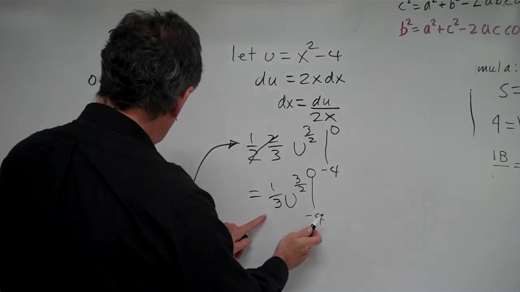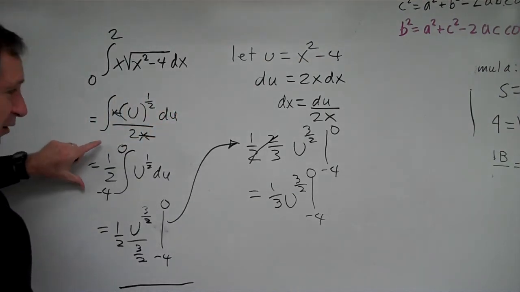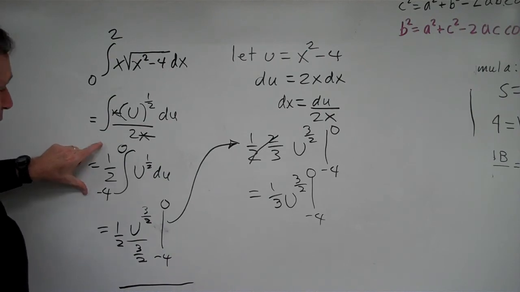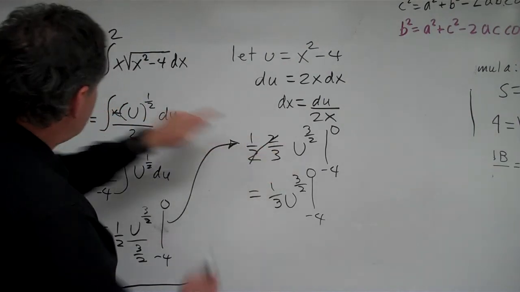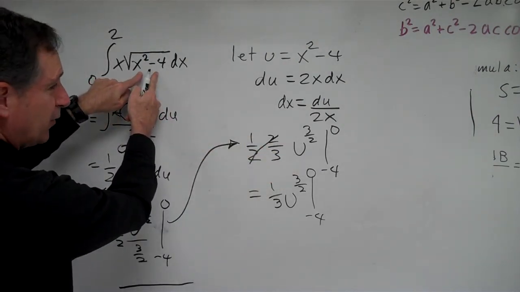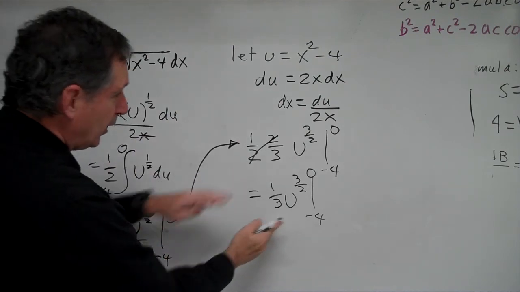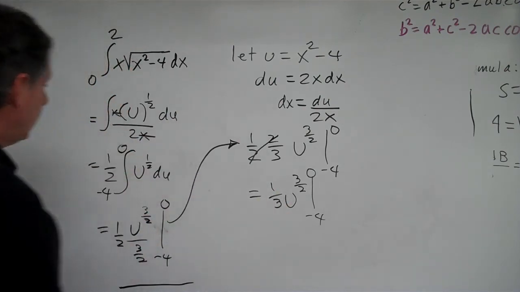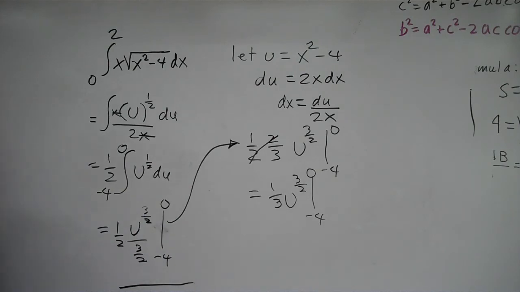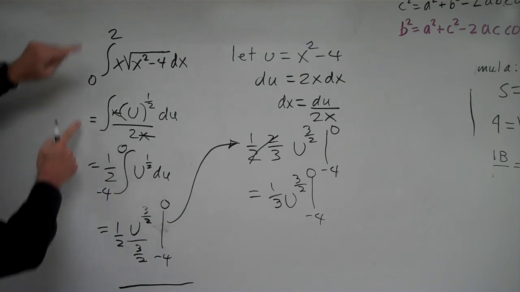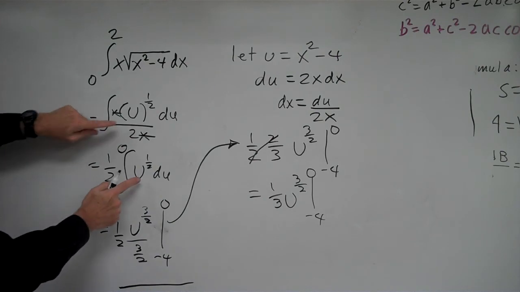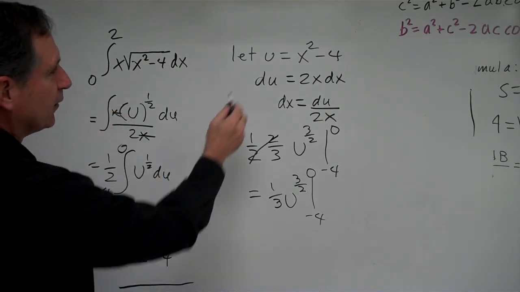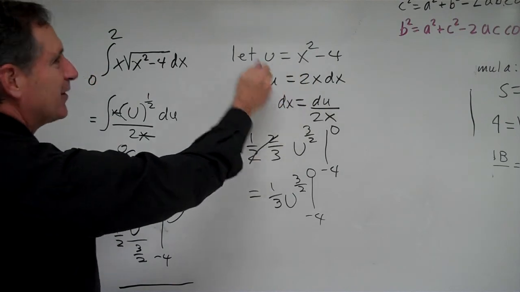So this will be how we change our evaluation, but we had to change our limits here. Now if we wanted to, we could have kept our original limits and replaced this u back here with x squared minus 4. But there are different ways you could go with this. The main thing that we're trying to point out, that we probably haven't done so much in class so far, is changing limits based on our U-substitution because of the different values between x and u.